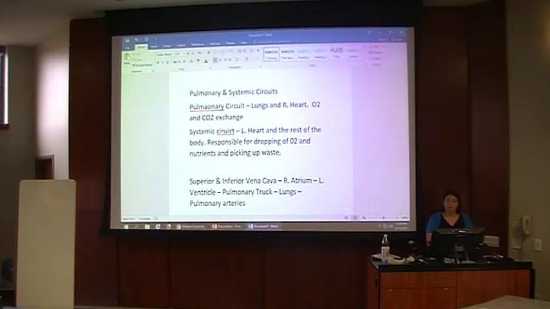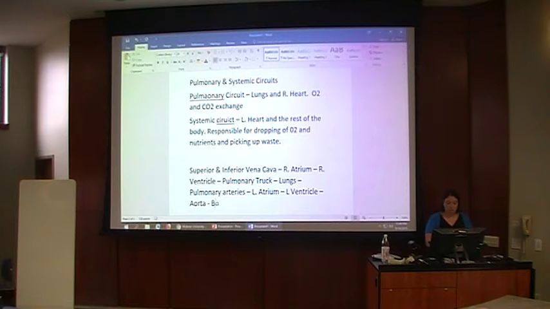Then you go, okay, what do I remember from there? From the pulmonary circuit, I know it goes to my, oh, I said right atrium instead of left, sorry. I know it goes to my left atrium. From my left atrium, it goes to my left ventricle. And from my left ventricle, it goes to my aorta, which then goes to the rest of my body.